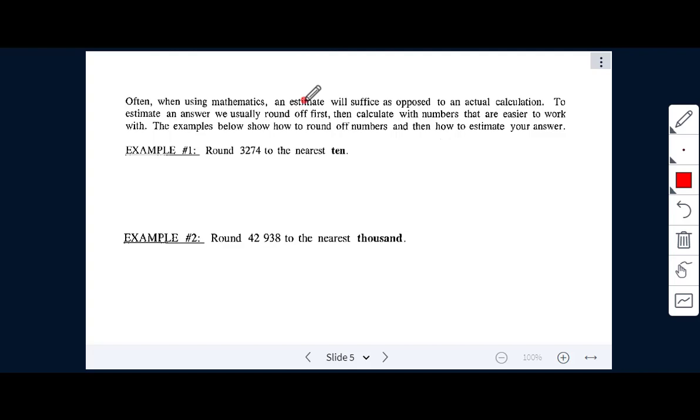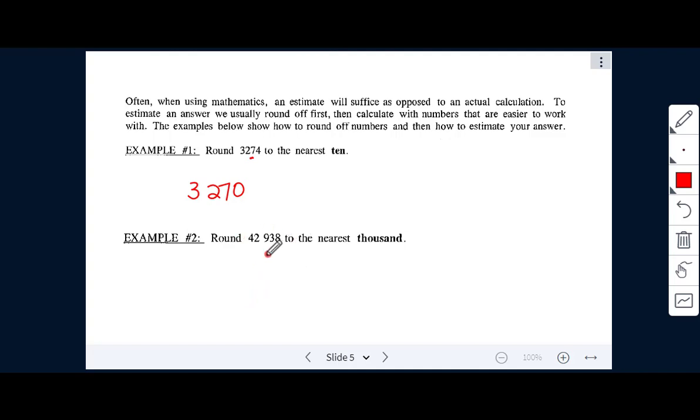All right, so 10's place, that's the 7. Right there is the 7. And look to the right, it's a 4. All right, it's less than 5, so that's just going to become 3,270. All right, so make sure you guys got that for your answer.